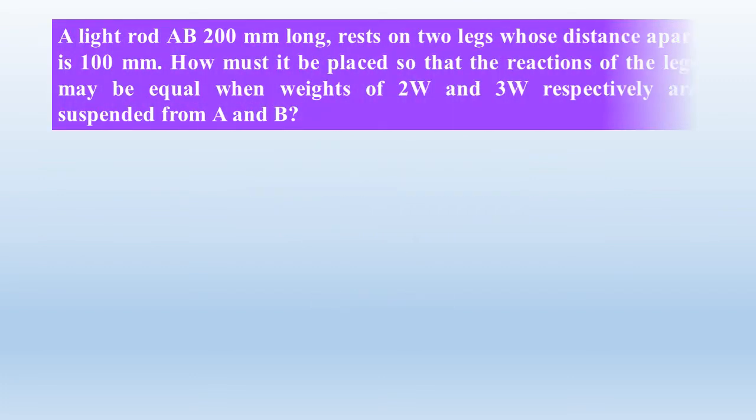Consider a problem. A light rod AB 200 mm long rests on two legs whose distance apart is 100 mm. How must it be placed so that the reactions of the legs may be equal when weights of 2W and 3W respectively are suspended from A and B?